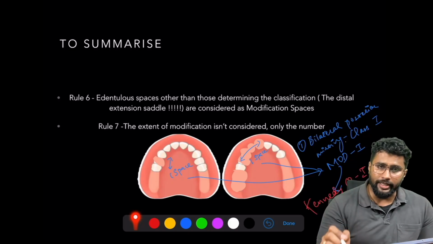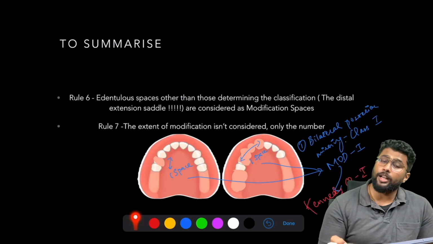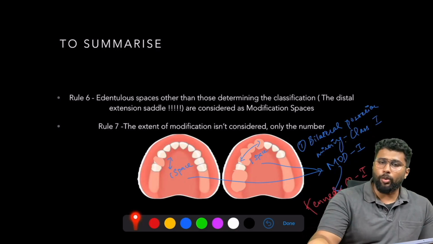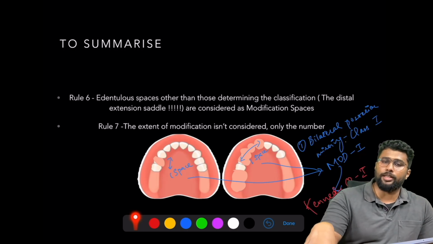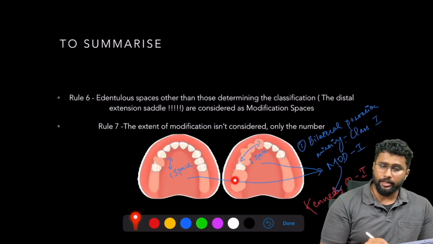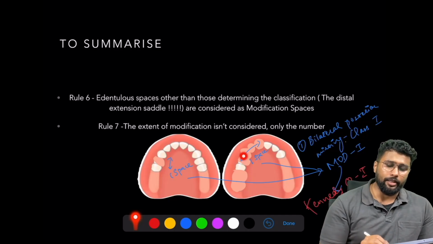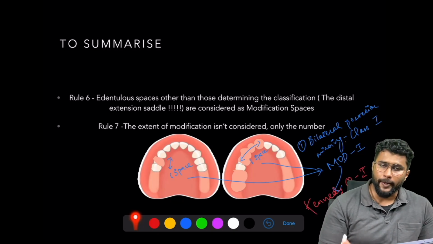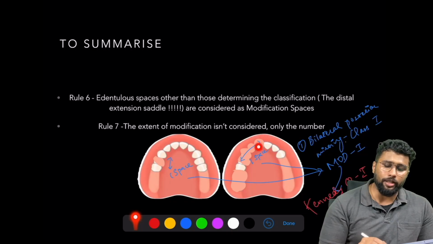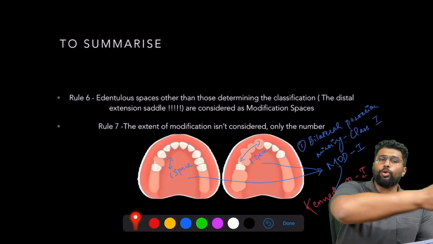So we talk about rule 6. The edentulous spaces other than those that determine the classification are called modification spaces. Now I told you that only the posterior most regions are the ones that determine your classification, right? Say for example, in this particular case, I am missing posterior teeth on both sides. So that would make it a Kennedy class 1. And I'm missing teeth here. And those spaces are called modification spaces. Now you might ask why this particular space is not determining the classification, for which you have to look to rule 5.